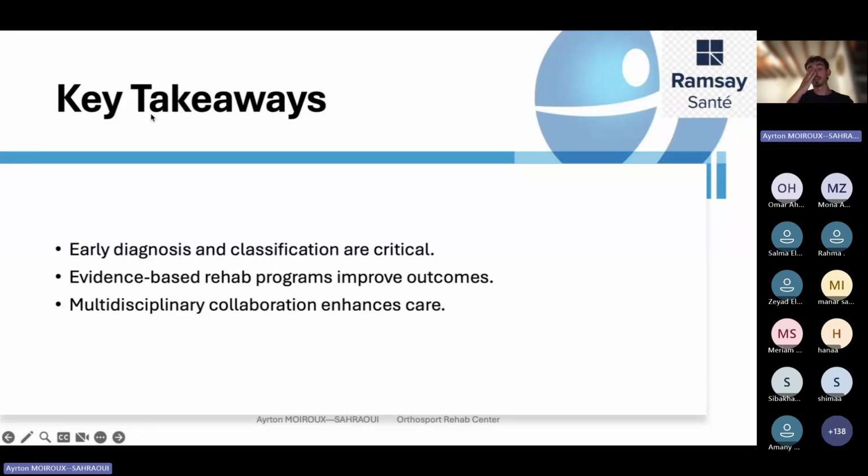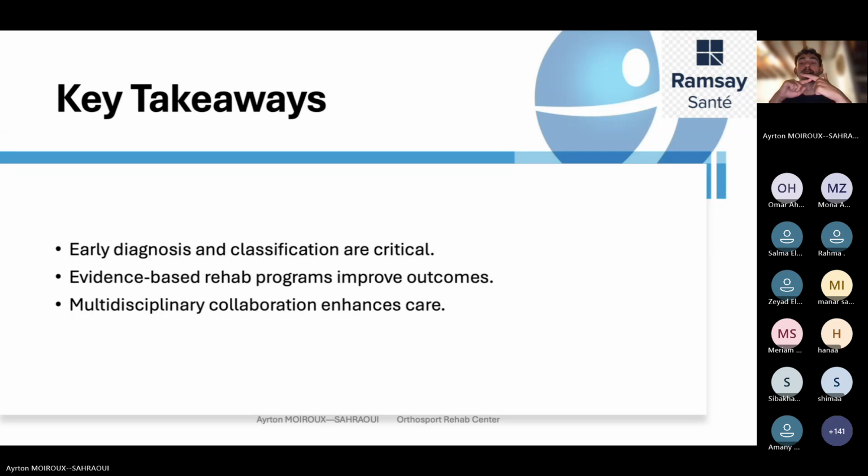The key takeaways. We need to summarize the most critical points, okay? First, early diagnosis. Recognizing and classifying groin pain early is vital to prevent chronicity and recurrence. That's a major point.